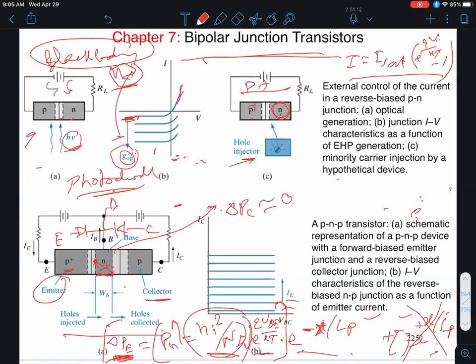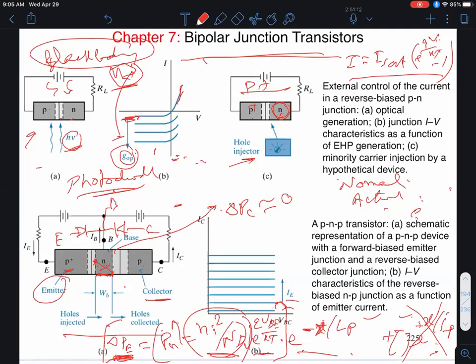Now this mode of operation is known as your normal active mode of operation, where this emitter base junction is forward biased, you inject carriers, and the collector base junction is reverse biased so that you can collect the injected carriers across a narrow base.